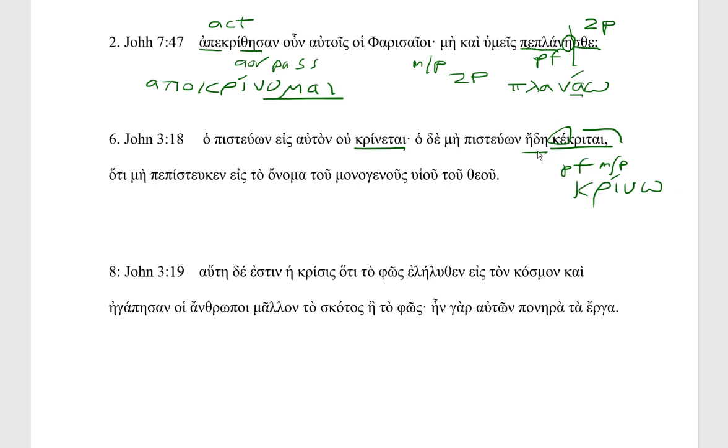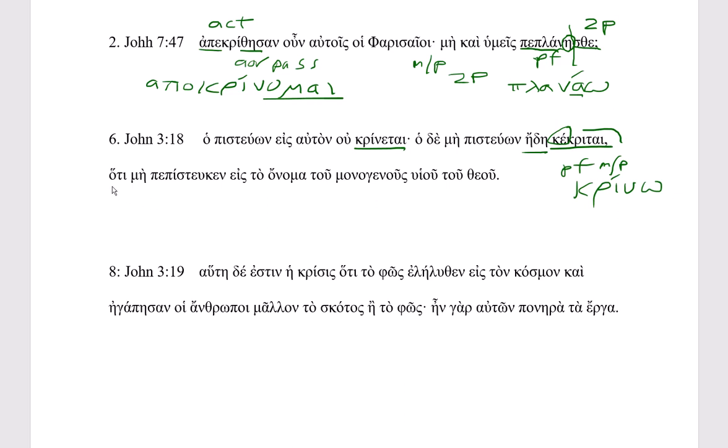There's a sense that he was judged in the past, but he's continuing to be judged in the present. This is a really nice example of the perfect tense and that idea of something that's happened in the past but whose action continues into the present. So he has been judged already, and that judgment continues.